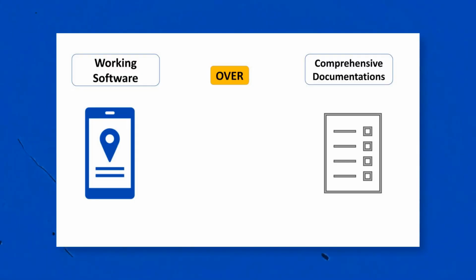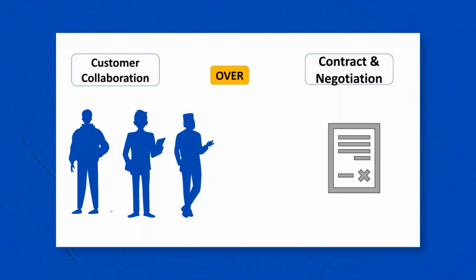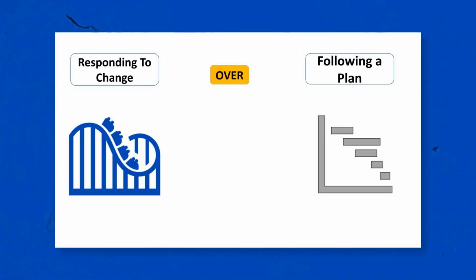The second value says that working software that works is valued more over comprehensive documentation. Lot of documentation that's of no use, right? But working software is valued more. The third one, customer collaboration, right? Working with the customer closely over contracts and negotiation. This is the third value. The fourth value is responding to change over following a plan. So these are the 4 values we have.